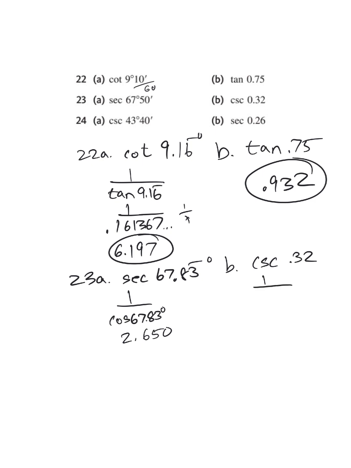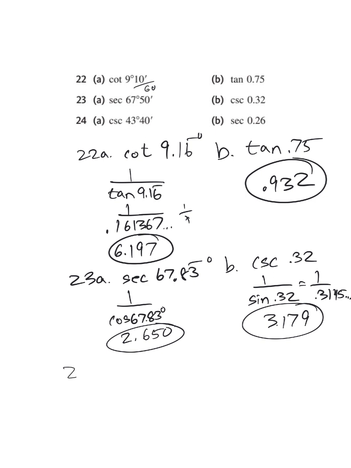And B, cosecant of 0.32 in radian mode. So that's the same thing as 1 over the sine of 0.32. So take the sine of 0.32, and that's going to be 1 over 0.3145, blah, blah, blah, blah. Hit the 1 over x key, and your answer should be 3.179.